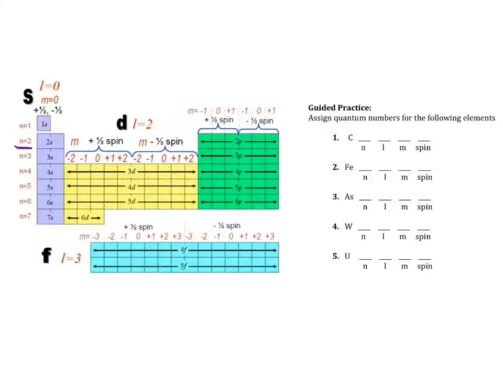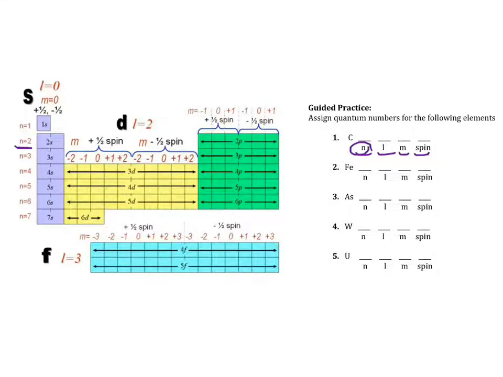All right, so let's go ahead and start talking about quantum numbers. Quantum numbers essentially tell you the location of the electron within the electron cloud. There are four quantum numbers that tell you where that location is, so let's go through these four numbers. We have n, we have l, we have m, and we have the spin. The first one is really easy.